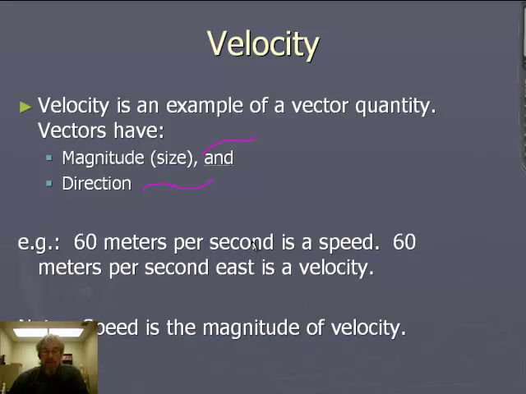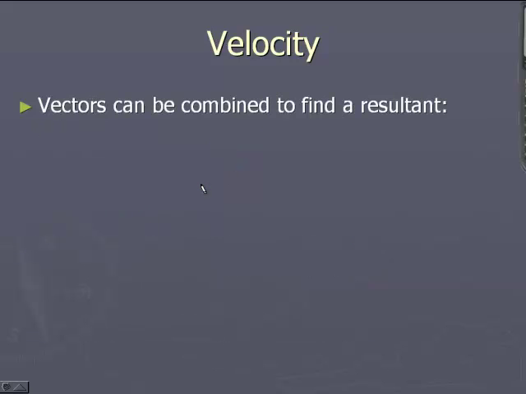Example, 60 meters per second is a speed. 60 meters per second could be any direction on the compass. 60 meters per second east gives you more information. It gives you that direction information. And so that's what we call a velocity. Speed is the magnitude part of velocity. Velocity has 2 parts. Speed is just one.